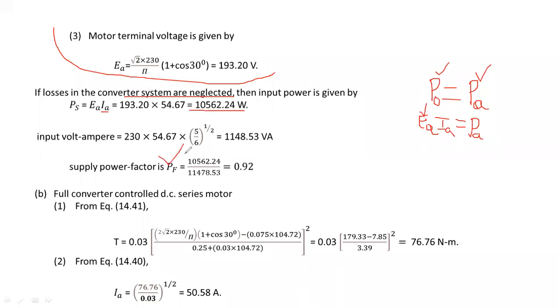So the power factor will be active power, which is 10,562.24 watts, by apparent power 11,478.53. Here 7 is missing, correction. Okay, so 11,478.53 volt amperes. To simplify, you will get the power factor as 0.92. So this is the power factor.